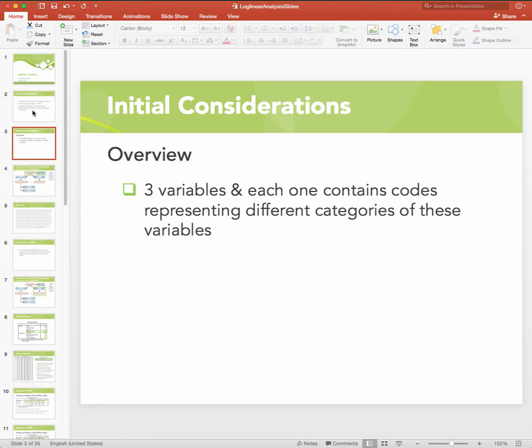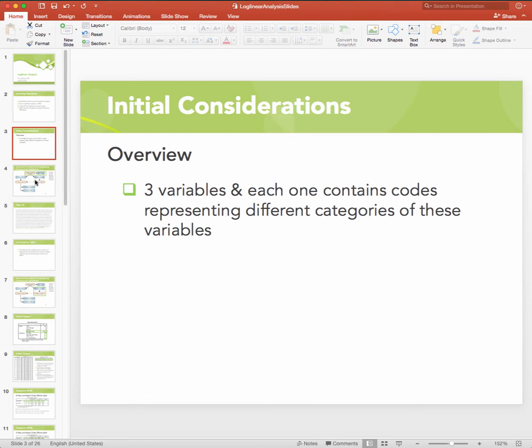The most important thing to remember is that in loglinear analysis, you are looking at the relationship between 3 variables, and each one contains codes that represent different categories of these variables. They can be either dichotomous or polychotomous, and that's something you have to determine when you're setting up the SPSS analysis.